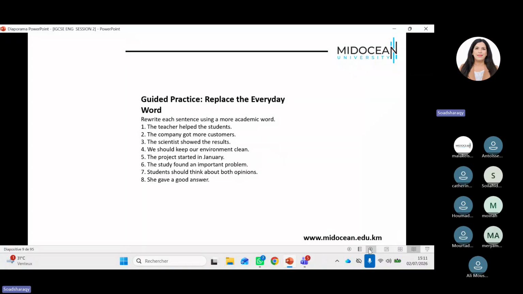Now, you have an activity. Replace the everyday word. Rewrite each sentence using a more academic word. So who wants to start? We have 8 sentences. Sentence number 1, for example, the teacher helped the students. We can replace the verb to help with assisted as an academic word. We can say the teacher assisted the students instead of saying helped the students. Who wants to do sentence number 2? The company got more customers.